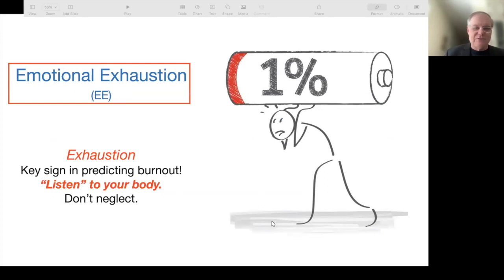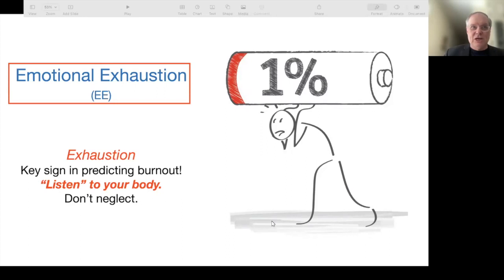So emotional exhaustion, probably the number 1 thing you're going to notice. Listen to your body. Your body will tell you something's wrong. You know how your sleep patterns are, your eating patterns, your exercise, how your day is, and all of a sudden you start seeing this slowdown, and you wonder, what in the world is going on?